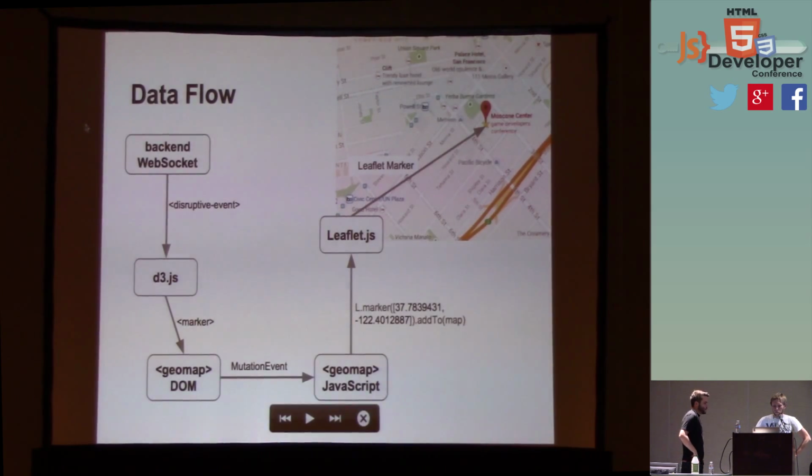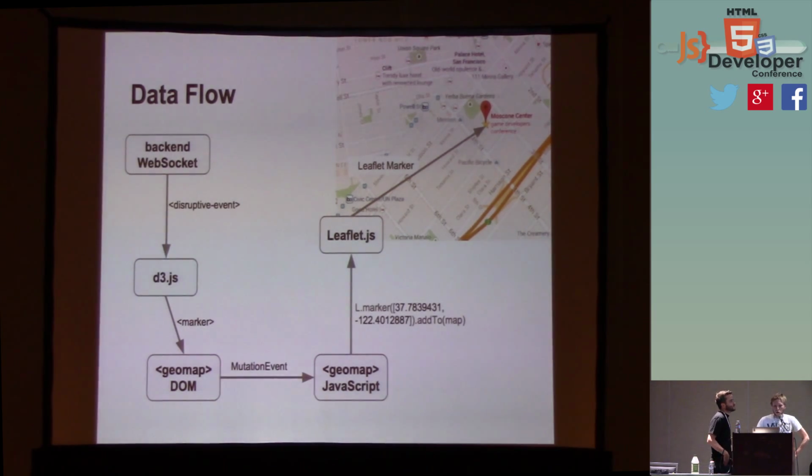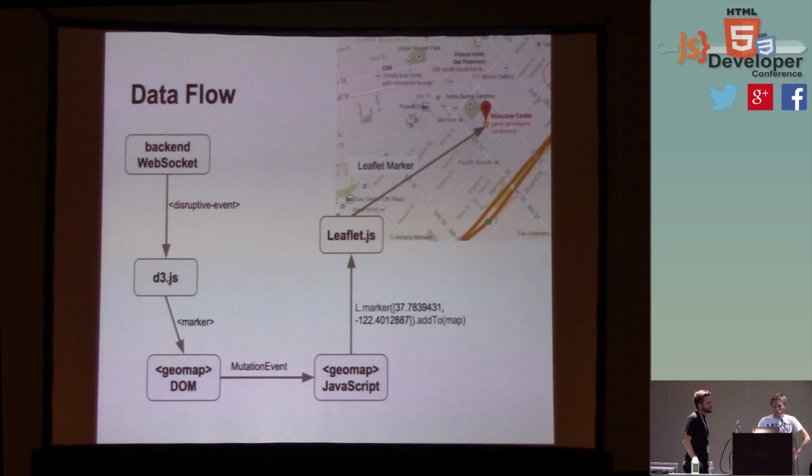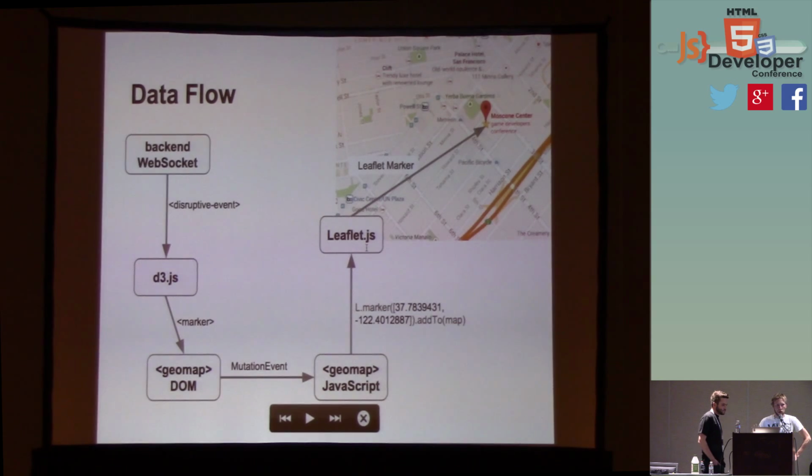And this is the data flow in our prototype system. We have the backend, which gives us these disruptive events like no ice or dog is on loose. And actually, we have D3.js in the middle processing the disruptive events. D3 inserts marker elements inside the geomap DOM. And we listen to that insert mutation event and handle it in the geomap JavaScript engine and currently send a Leaflet marker to the Leaflet engine. We could plug in other engines, but of course we are first just doing one engine. Google Maps would be an obvious second choice. And then Leaflet inserts the marker on the map.